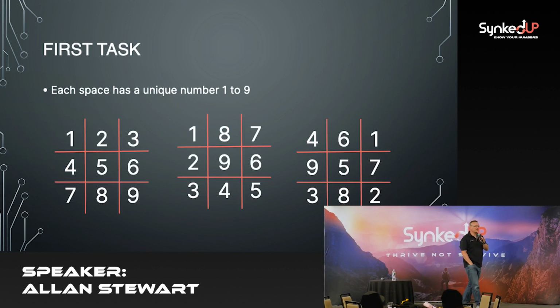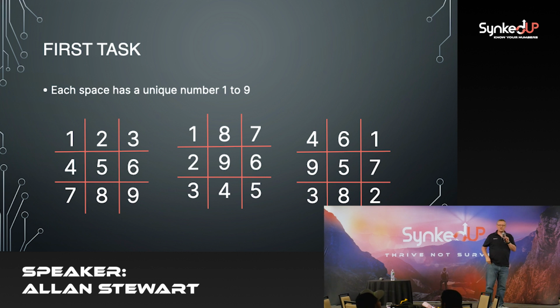Okay, so this was our first task, right? Each space just had to have a number 1 through 9, right? And it didn't matter how you did it. You could do 1, 2, 3, 4, 5, 6, 7, 8, 9. You could do it in like a spiral. You could put your favorite numbers first and your least favorite numbers at the end. Didn't really matter. But now I've got a new task for you.